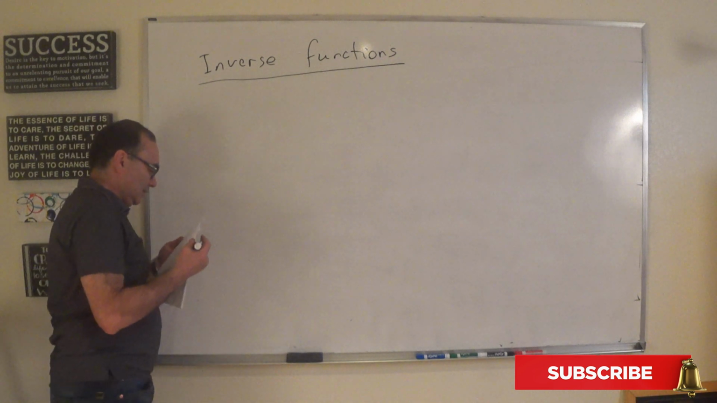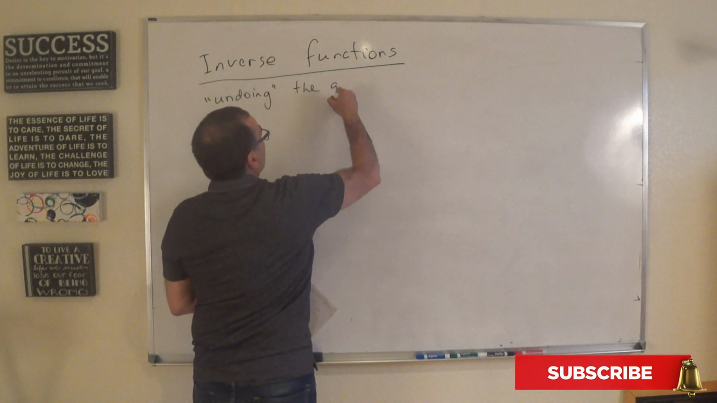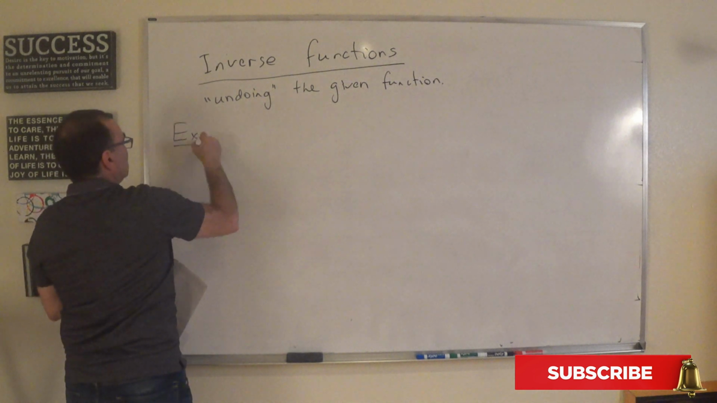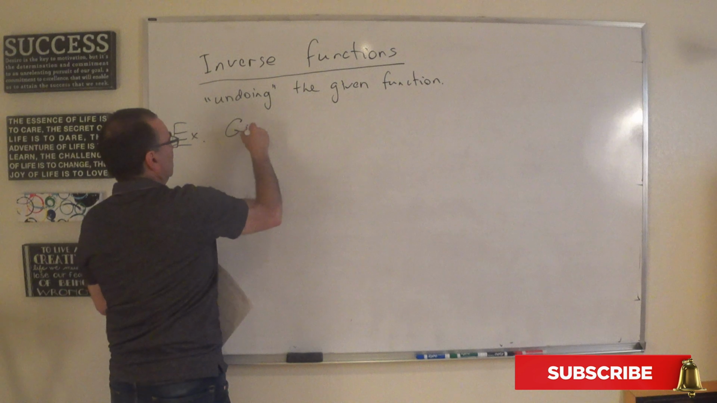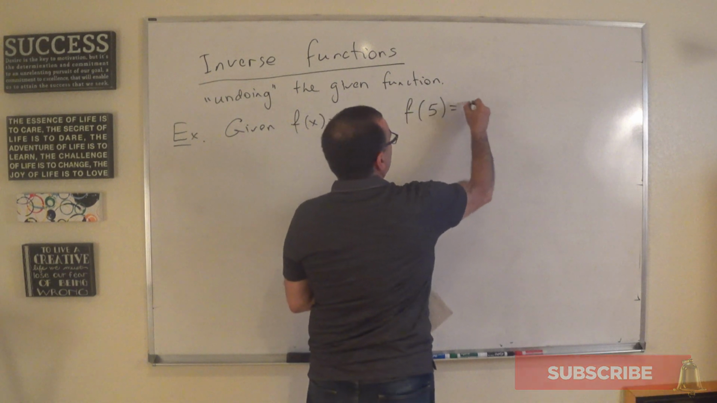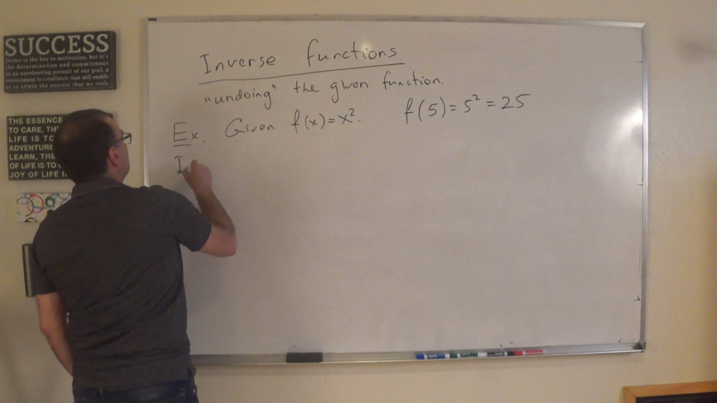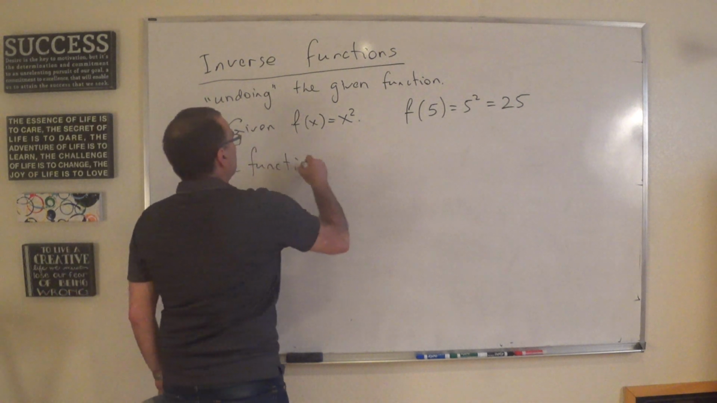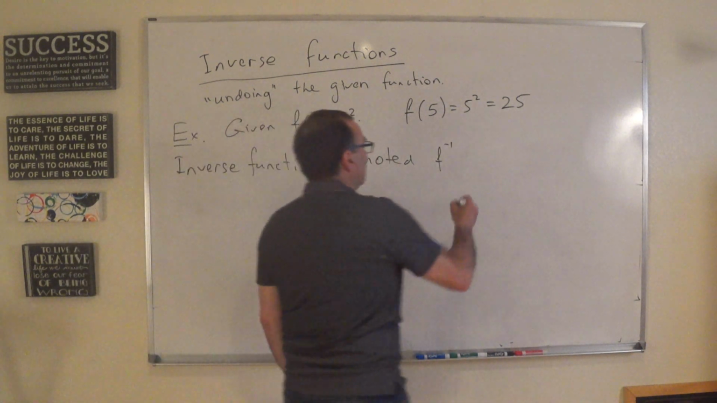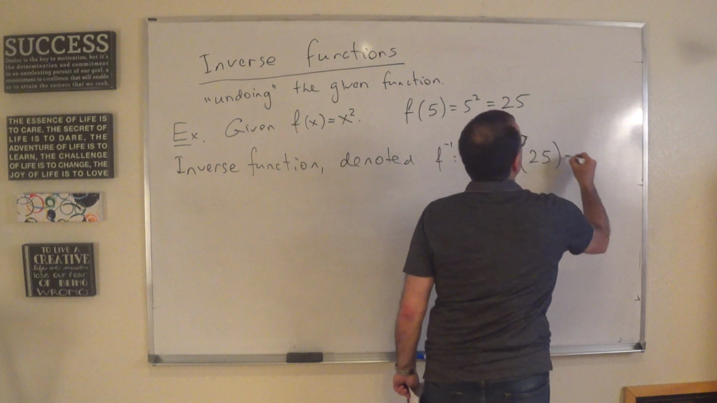So what is an inverse function? The idea of an inverse function is like undoing the given function. For example, let's say that the given function is x squared. So that, for example, f of 5 equals 5 squared, which is 25. And so the inverse function, typically denoted f to the power minus 1, f inverse, should work like this. It should take 25 and make it 5. So f inverse of 25 should equal 5.